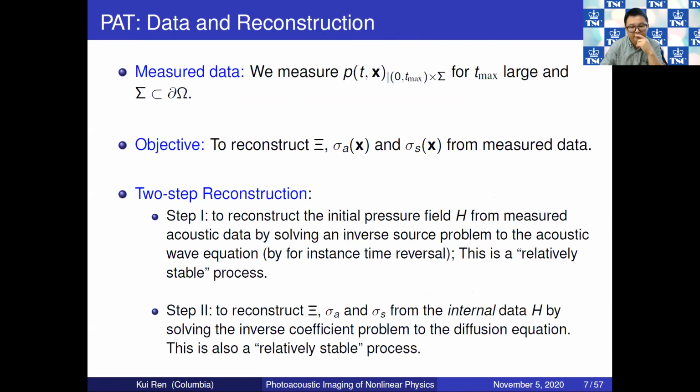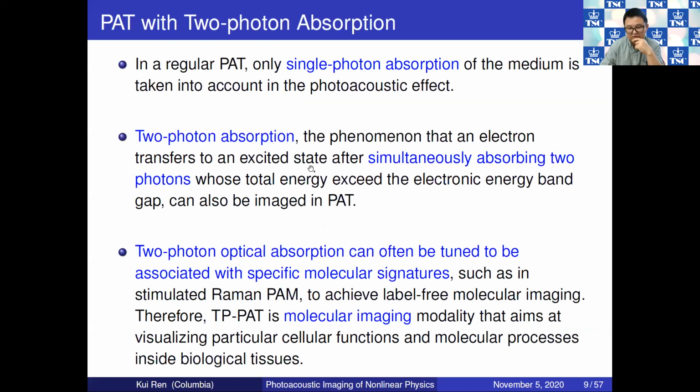It turns out that people are interested in multi-photon absorption, for instance, two-photon absorption. Because this is a very special type of absorption. So this occurs very rarely, but because it's rare, it's related to very specific proteins, for instance, in tissues. So for instance, two-photon absorption is a case where one electron absorbs two photons simultaneously and then gets excited to, of course, a state that has a much higher energy than a single photon absorption.